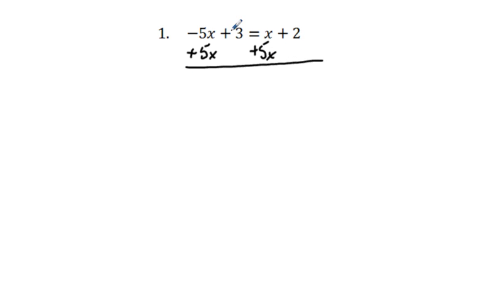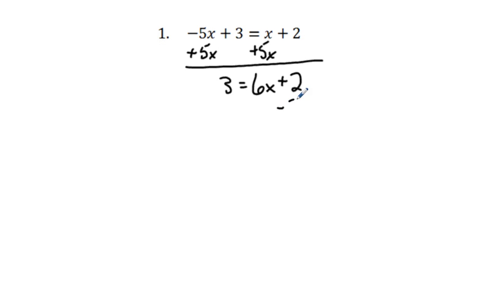Now, when solving equations, it's okay as long as you do it to both sides of the equal sign. So in this case, I've got 3 is equal to 6x plus 2, and now I'm going to solve for x just like I would in any other equation. Just know that you could have subtracted x from both sides. That's perfectly fine. As long as you do it to both sides, you'll get the same answer I do.